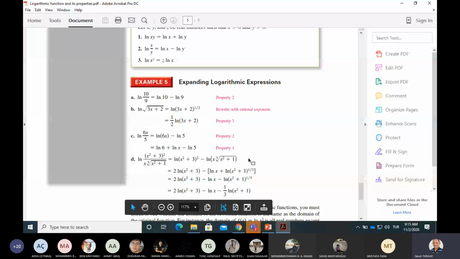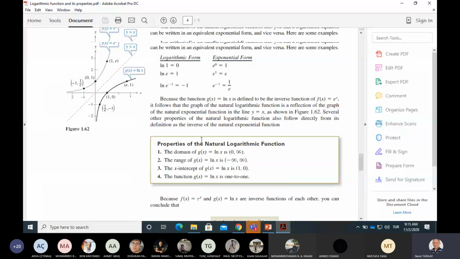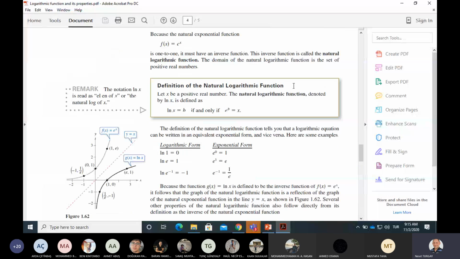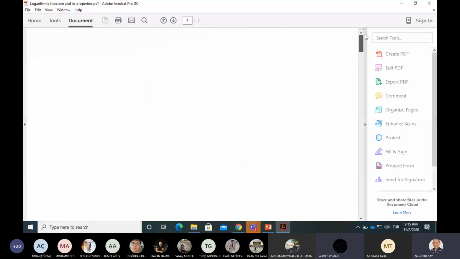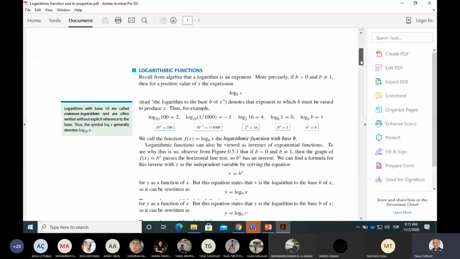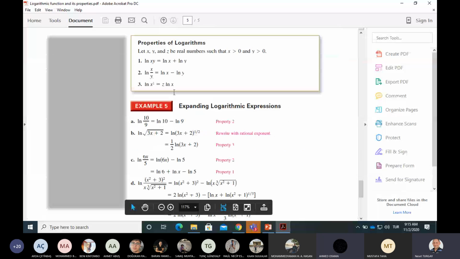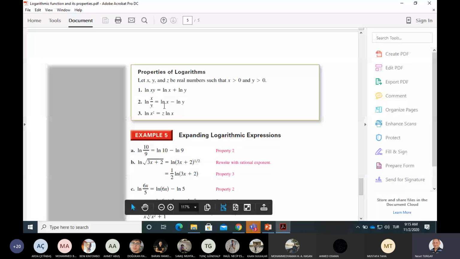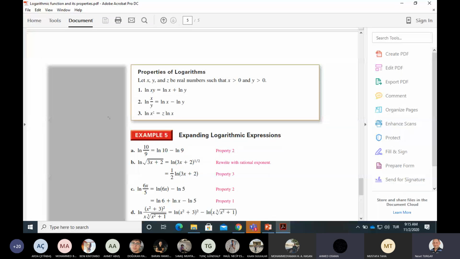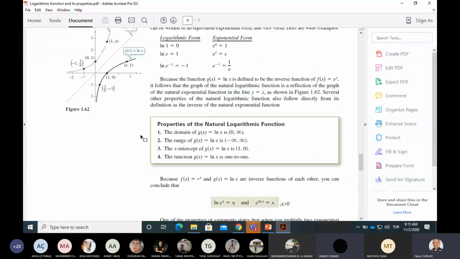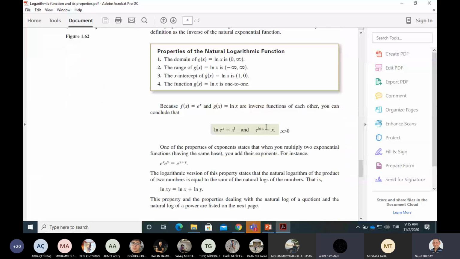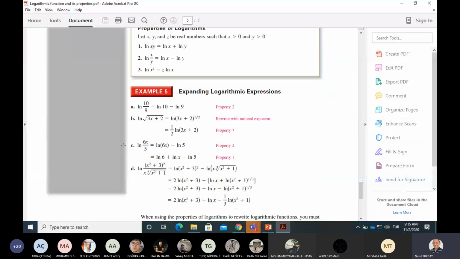Mister, do we need to study this also? Yes, you need to know this. And for that reason I give you this PDF, so you can also have the information. We are using these rules. So these properties you need to know. These are like tools.